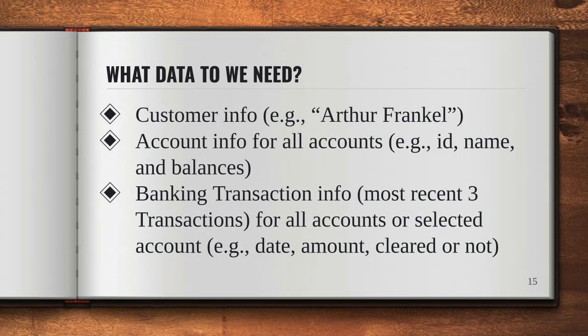You need to get the account info for all accounts. So the ID, the name, and the balances. And you need the banking transactions. In this case, we want the most recent 3 transactions for all accounts. Well, let's just say the selected account. And we need some attributes from that.